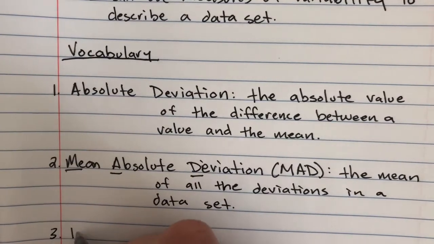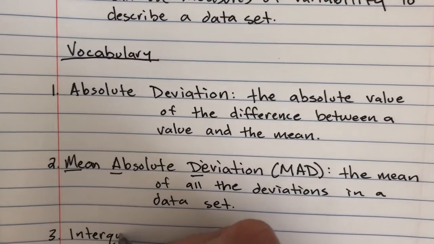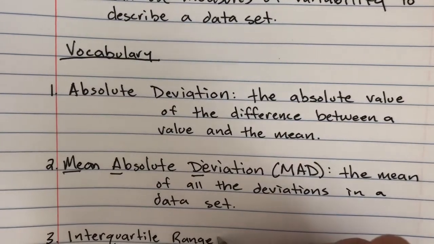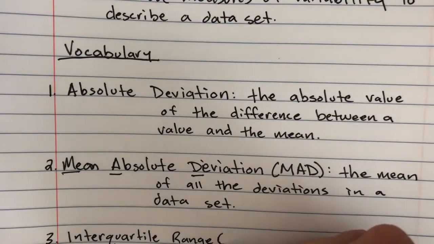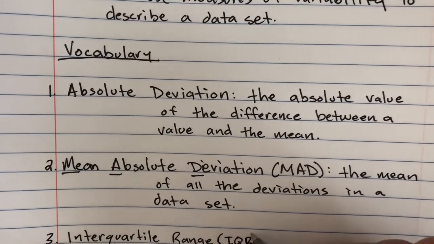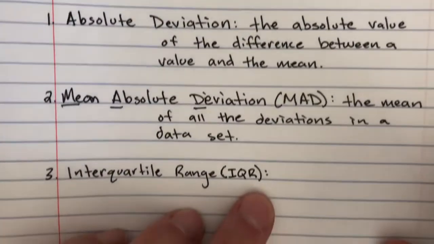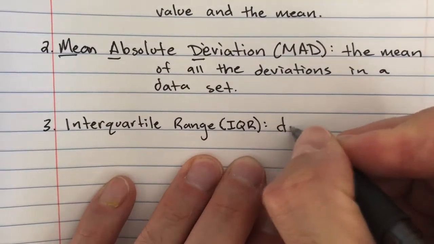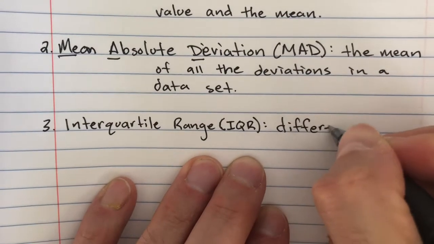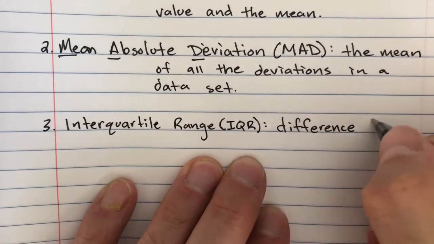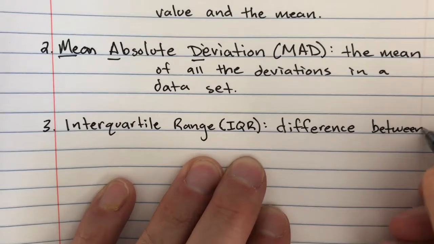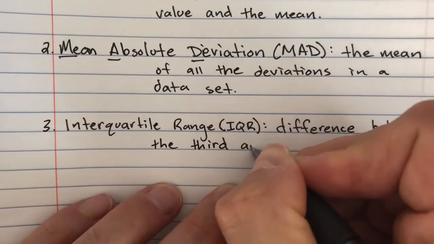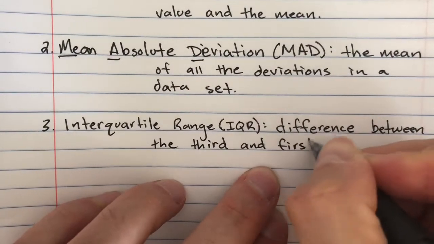And number 3, we have what's called the interquartile range. We abbreviate that as IQR. The interquartile range is the difference, which again means subtraction, the difference between the third and first quartile.